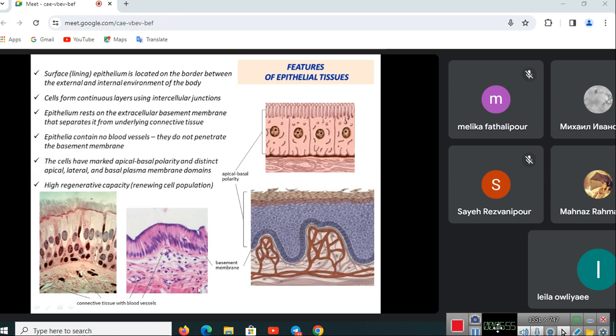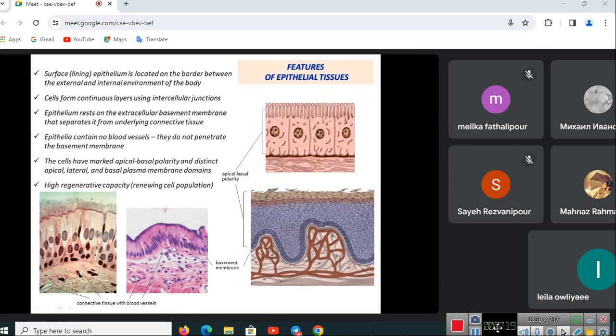The same you can see here. In the right part, you can see just diagrams, and in the left part, two pictures. They are actually photographs taken from microscope. So here you can see epithelium lying upon basement membrane. Basement membrane doesn't stain with any dyes.